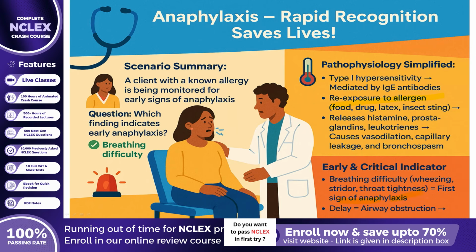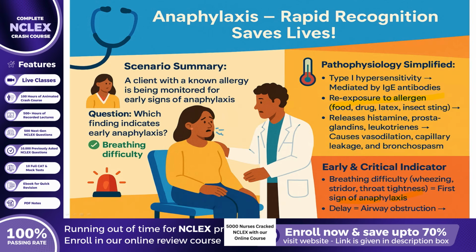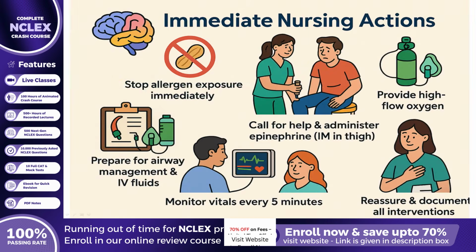In contrast, option B, headache, is nonspecific and unrelated to the allergic cascade, often resulting from dehydration or tension. Option C, sore throat, may accompany infections, but is not a hallmark of acute hypersensitivity unless airway swelling is evident. Option D, cool, pale skin, represents a late finding that emerges when shock develops due to systemic vasodilation and hypoperfusion. Therefore, it does not serve as an early indicator.